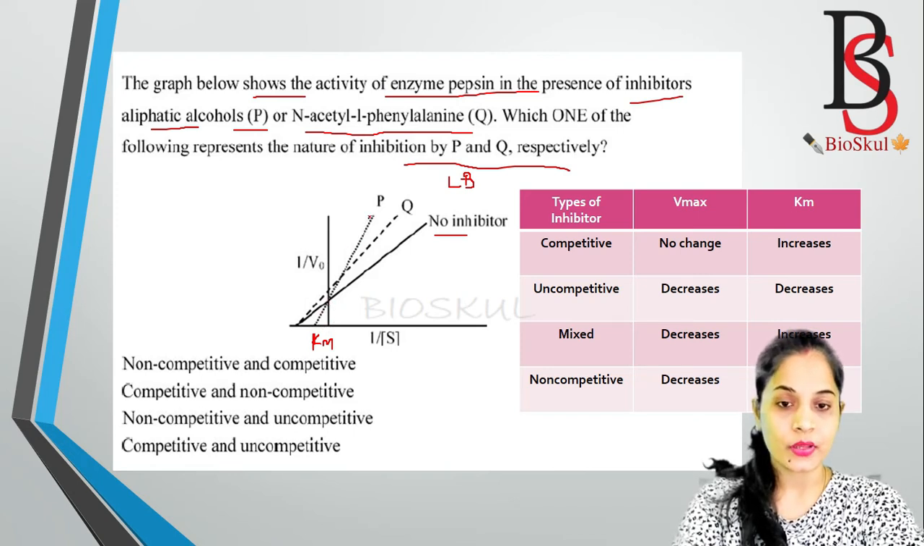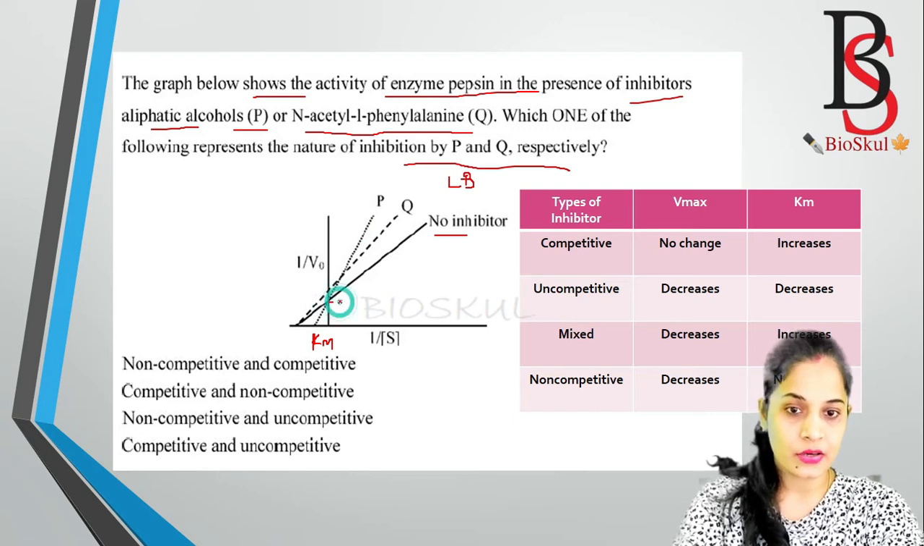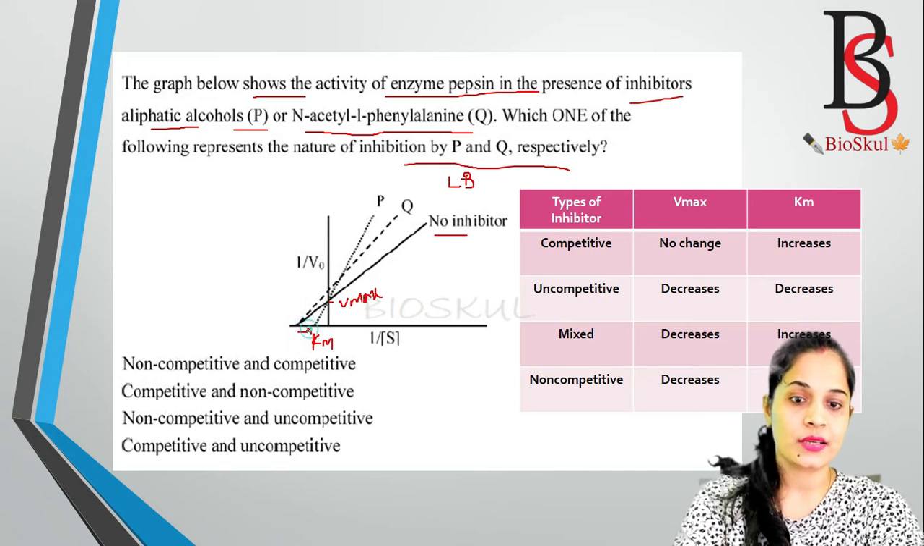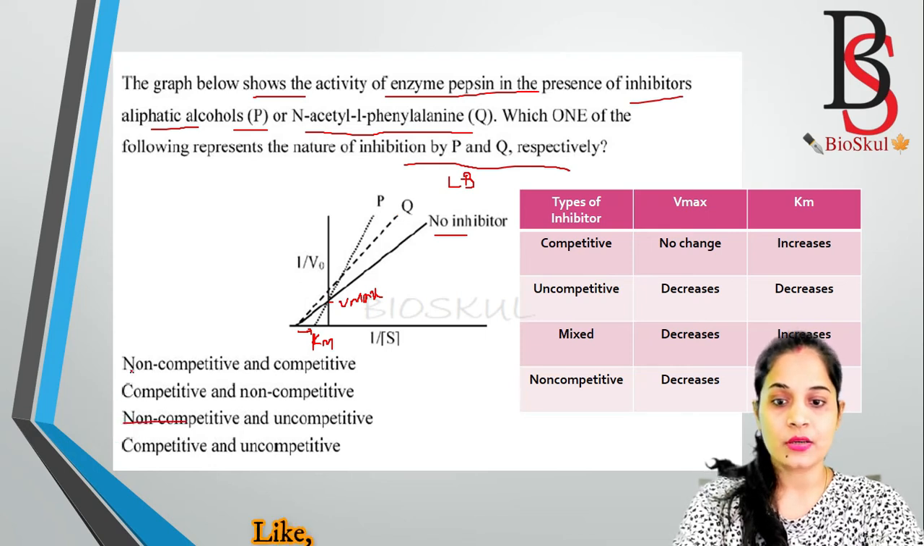So let's consider P. Here you see there is no change of Vmax, they intersect at a point, but Km increases. Okay, Km increases, so which type of inhibitor does it represent? It's the competitive inhibitor. P represents the competitive inhibitor.